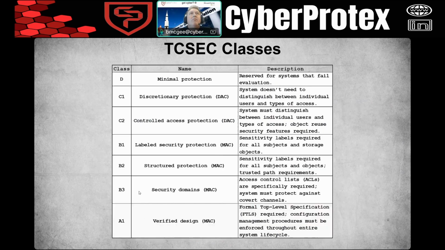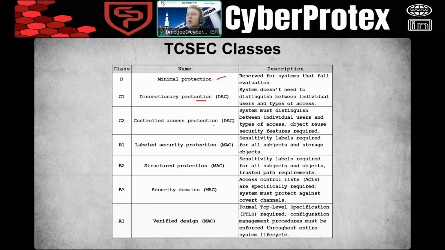It's A, B, C, and D. So check it out, because we're about to go over something else that's very similar to this. Minimal protection means it's held together with bubble gum and duct tape, so it really has no access control. Discretionary access control, which is based off of the user's discretion.